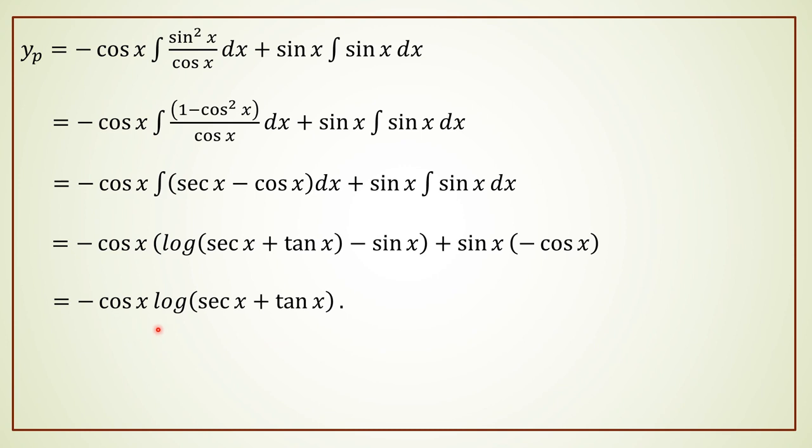So the only term left out is minus cos x into log of secant x plus tan x. So this is the required particular integral of the given differential equation. Hence, the complete solution of the given differential equation is the sum of the complementary function and that of the particular integral. That completes the problem.